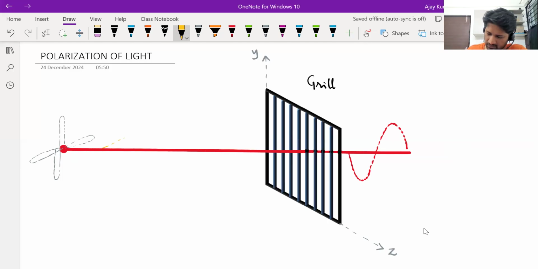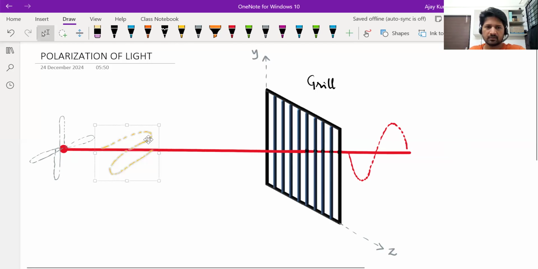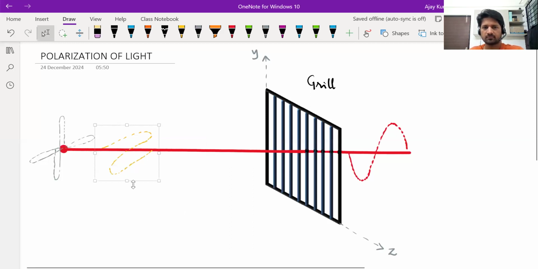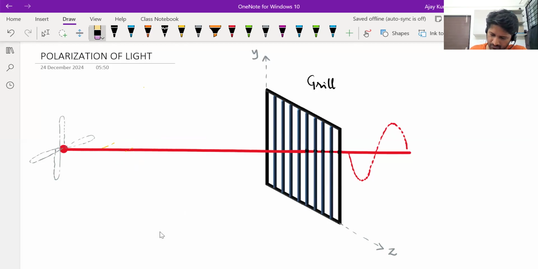So basically, you are creating a pulse parallel to the z direction. Do you think this pulse can pass through that grill? Or maybe I should show it like this, just a moment. Since we are looking at it from a particular angle. Let's say the particle was oscillated this way. Then the pulse you generate will kind of look like this.